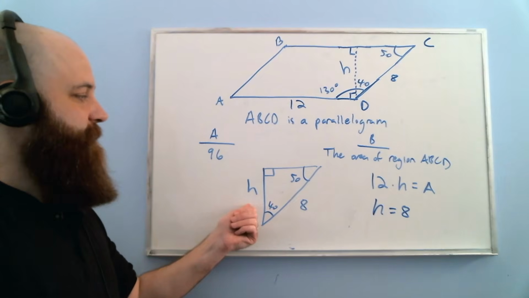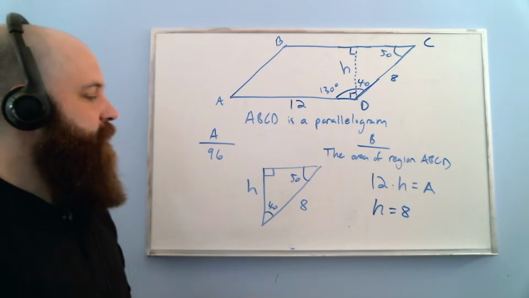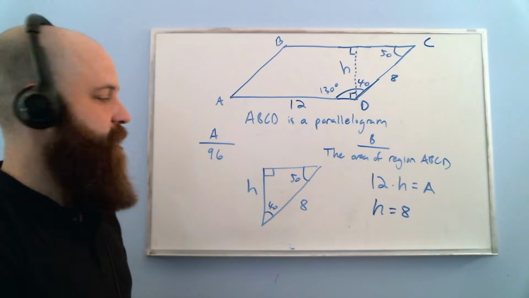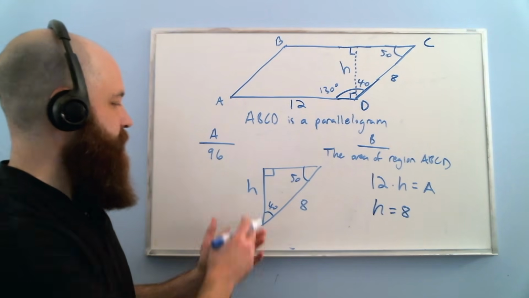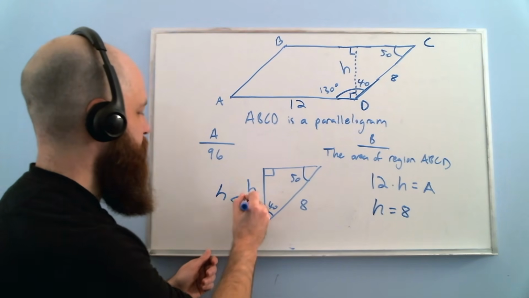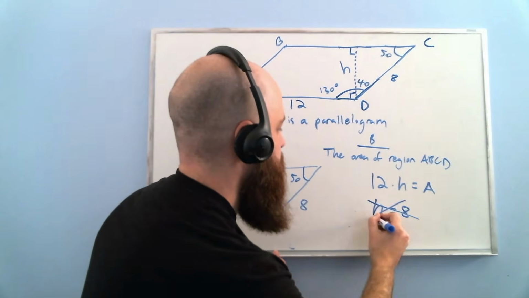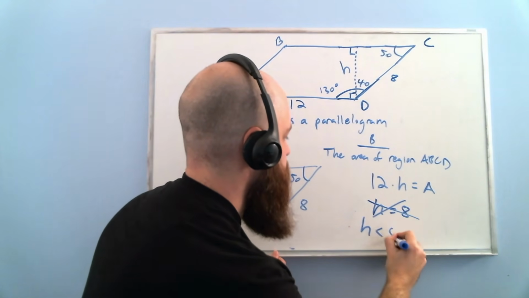Okay, so let's continue that line of reasoning. Could H be 8? Well, here's a right triangle with a hypotenuse of 8. I know that the hypotenuse is the longest side of a triangle, so that means both of these legs have to be less than 8. So H has to be less than 8. In fact, H can't be 8.